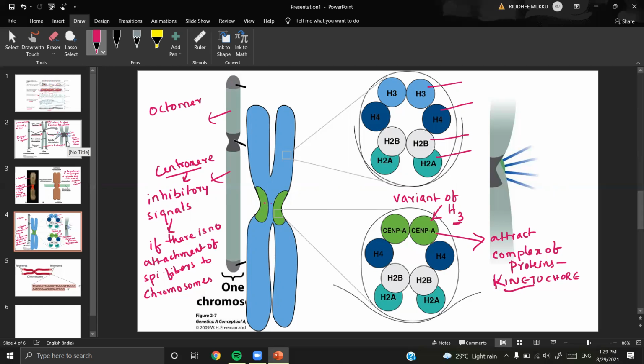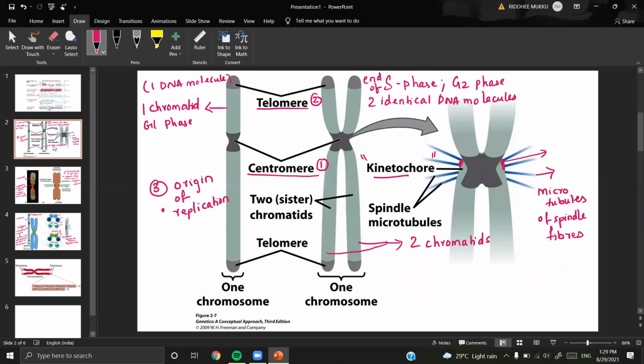Now coming to the ends of the chromosomes, which are called the telomeres. As I told you, every functional chromosome should have a centromere, it should have a telomere, it should have an origin of replication. These are the functional chromosomes. If chromosomes did not have these, they would not be regarded as functional ones, right? So what are those telomeres? Telomeres are actually nothing but the end stabilizers.